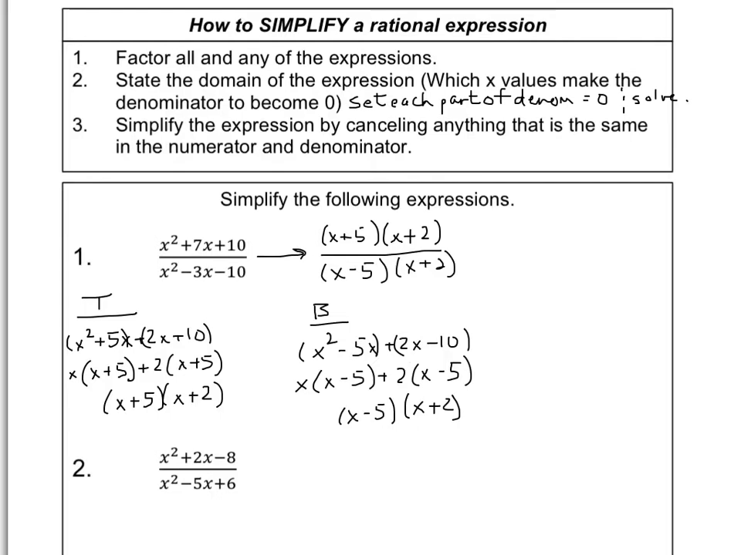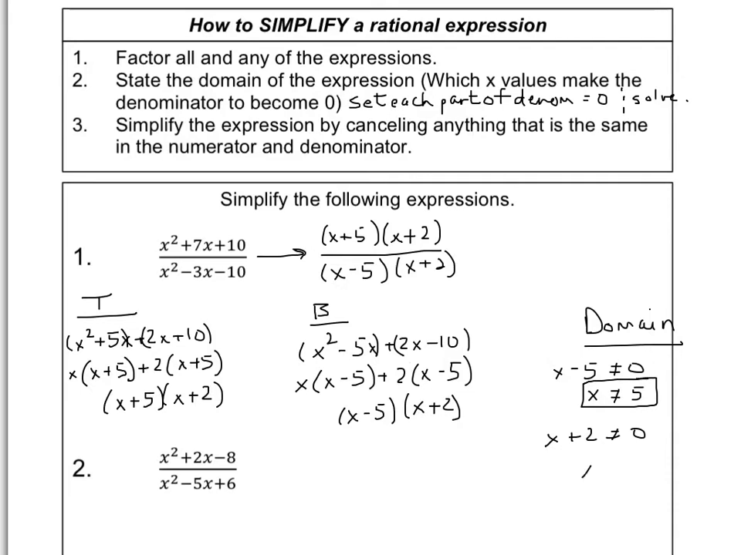That's the first step. The second step says I have to state my domain. So for the domain, I'm going to set each part of the denominator equal to 0 and solve it. I take x minus 5, and that cannot be 0, and x plus 2 cannot be 0. So if I solve for x, this means x cannot be 5. That's one of my domains.